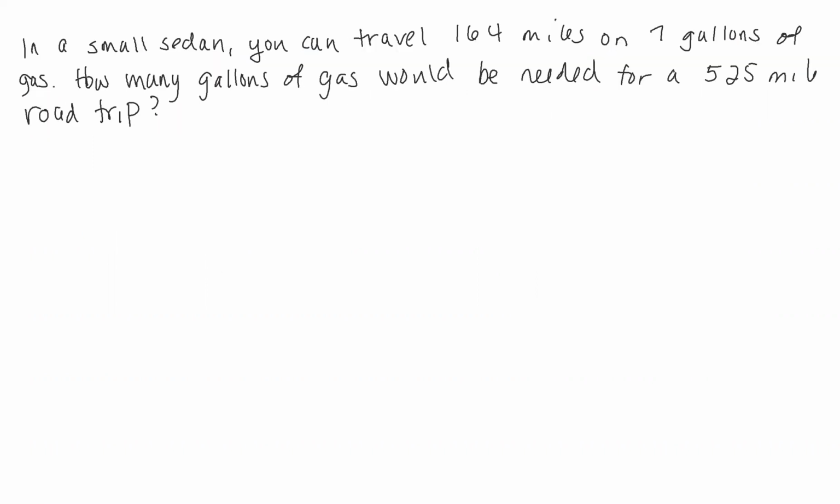Okay, so for this one, we're looking at gas mileage. So in a small sedan, you can travel 164 miles on 7 gallons of gas. How many gallons of gas would be needed for a 525-mile road trip? Well, we know 164 miles can be driven on, rather, 7 gallons. So 164 miles for 7 gallons.